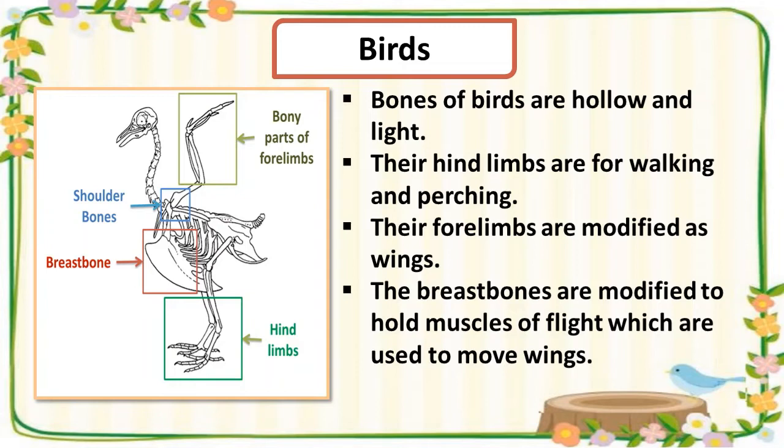The birds can fly because their bodies are well suited for flying. Their bones are hollow and light. The bones of the hind limbs are typically for walking and perching. The bony parts of the forelimbs are modified as wings. They have strong shoulder bones. The breastbones are modified to hold muscles of flight which are used to move the wings up and down. So, in this way, birds can fly easily in the air.